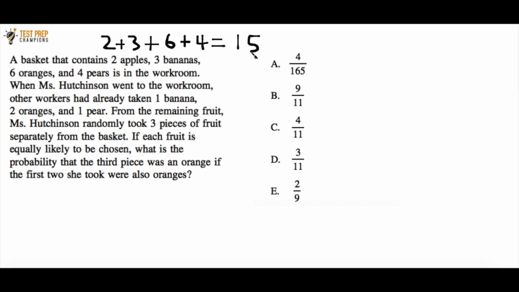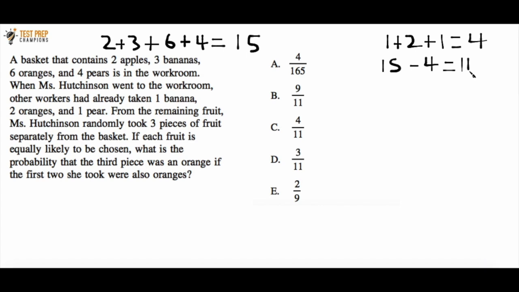All right, and then Miss Hutchinson comes into the workroom and she sees that other workers took 1 banana, 2 oranges, and 1 pear. So 1 banana plus 2 oranges plus 1 pear equals 4 that we're missing. So initially there were 15 pieces of fruit. She comes in and sees that 4 are missing. So now at this point when Miss Hutchinson comes in, there are 11 pieces of fruit left in the basket.